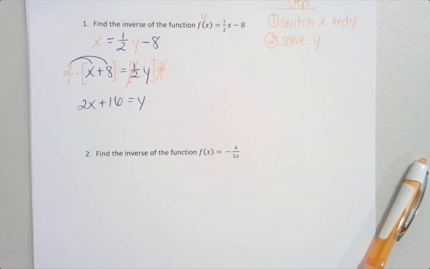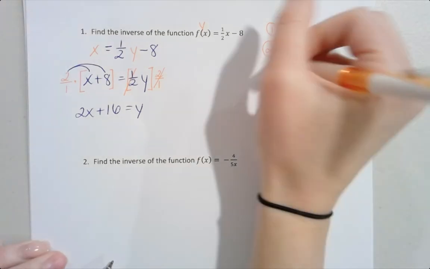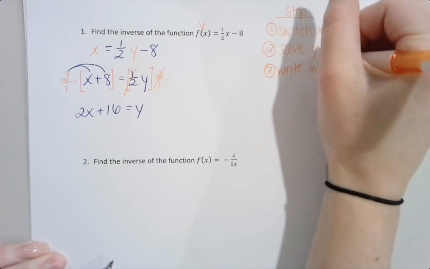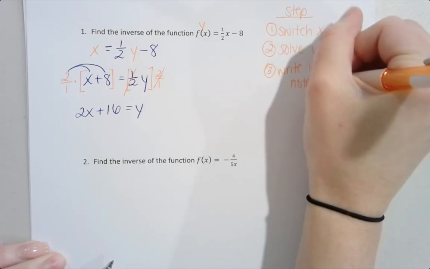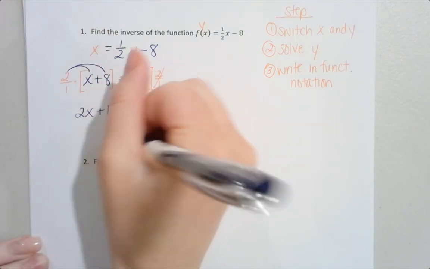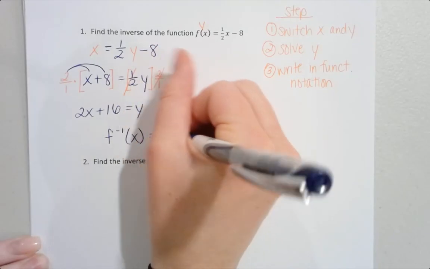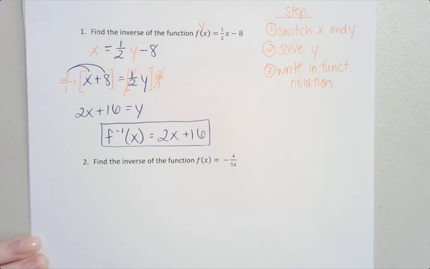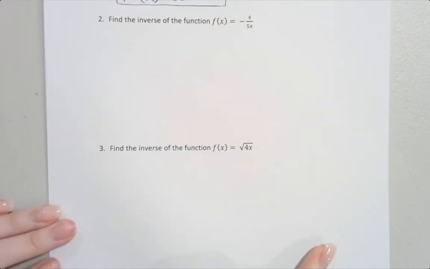Now we're not done. Yes, we solved for y, but those were the algebraic steps. Maybe we should add in a step 3. Step 3 is write in function notation. So we're going to rewrite this in our proper function notation. Since we found an inverse, we're going to use that little -1 power, right? So f inverse of x is equal to 2x plus 16, and that is your final answer. Not too bad.